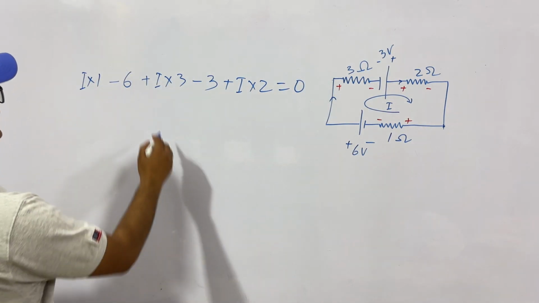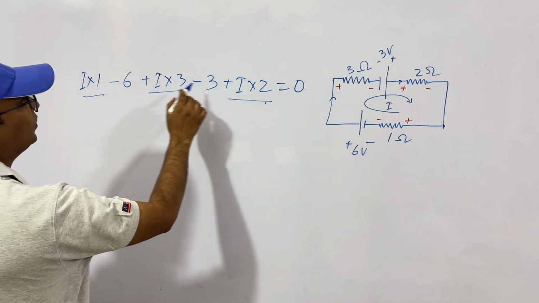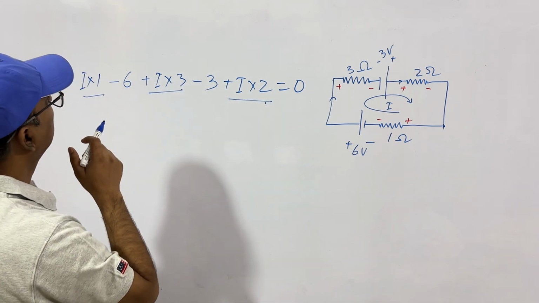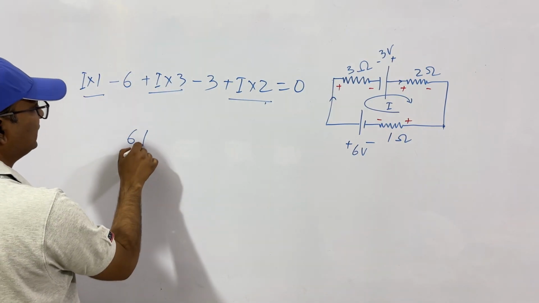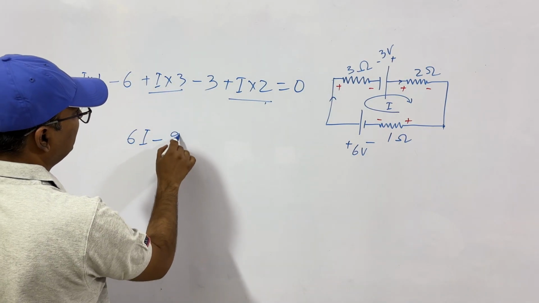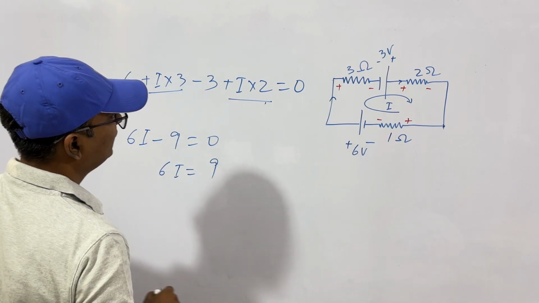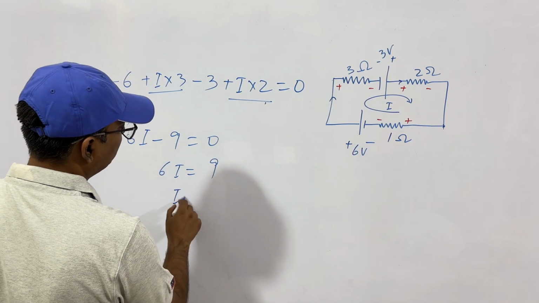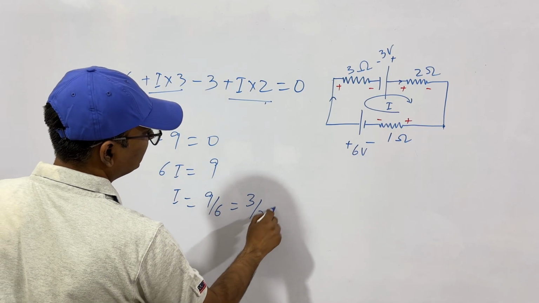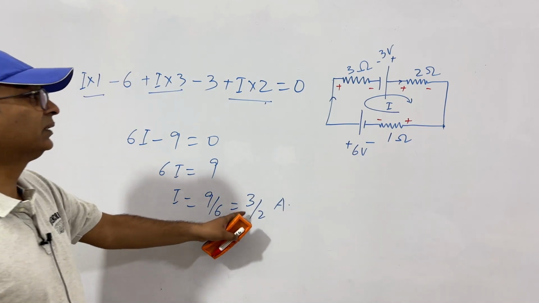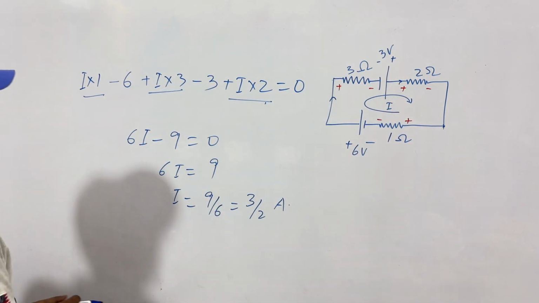Now let's take I's at one place. So what do you get? 1 and 3, 4, 4 and 2, 6. So we get 6I minus 6 minus 3, 9 equal to 0. Therefore 6I is equal to 9 and I is equal to 9 by 6 amperes, that is 3 by 2 amperes. It is positive, that is the flow of current is like this. Okay.